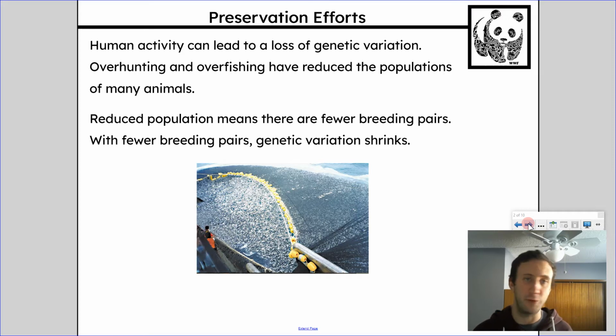A great example is overhunting and overfishing. We reduce the numbers of those populations by a huge amount. As a result, we have fewer populations that can actually breed and fewer gene pools that can mix, so I end up losing more and more genetic diversity. Reduced populations means there are fewer breeding pairs. With fewer breeding pairs, genetic variation or genetic diversity ends up decreasing or shrinking.